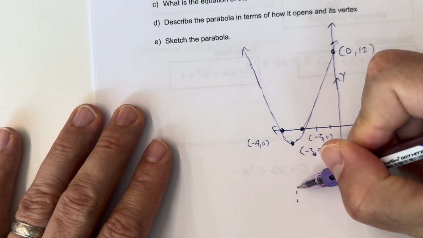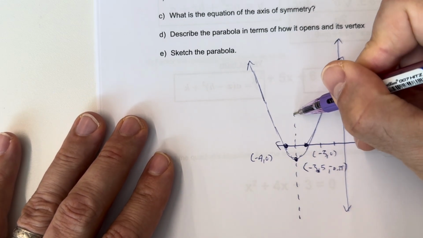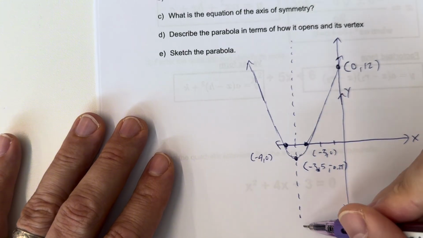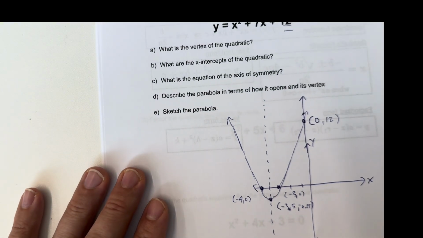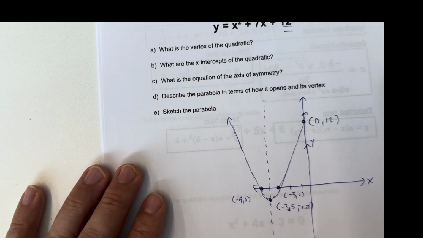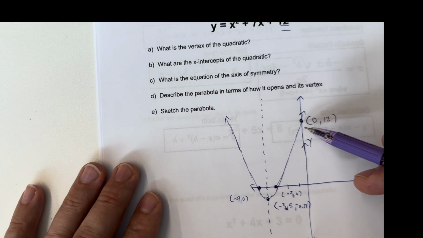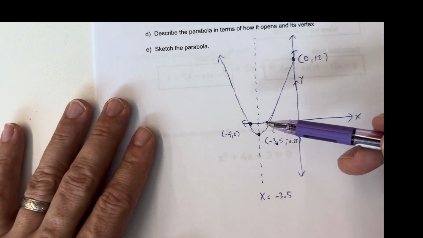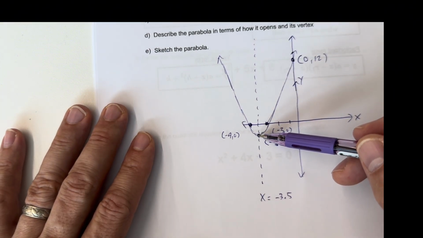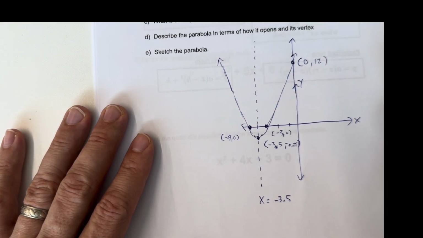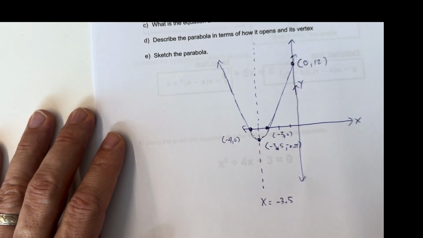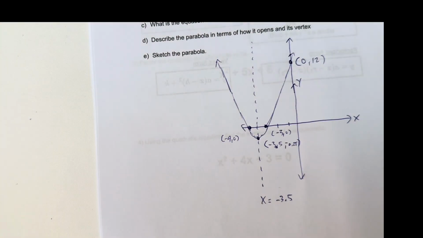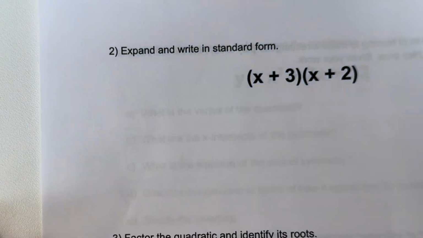I can go ahead and put in the axis of symmetry. That is x equals -3.5. That's that right there. And I think that's all the stuff we need. We have our y-intercept, our two x-intercepts, our minimum with the vertex, and the equation of our axis of symmetry. And voila! Question 1 is in the books. Boom! Let's keep it moving.